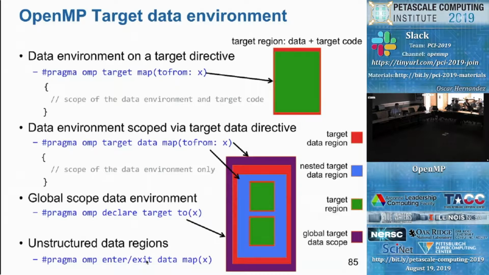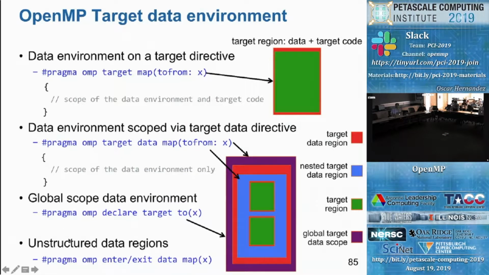One of the other interesting data environment directives is the pragma OMP enter exit data, and this is meant for codes where we want to define data regions that are not necessarily structured, like for example in here where you have a lexical scope with a begin and the end of the brackets.